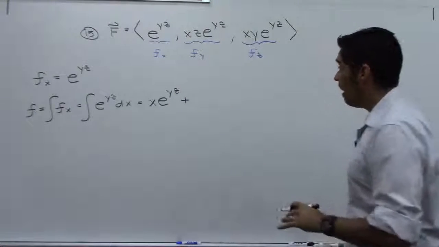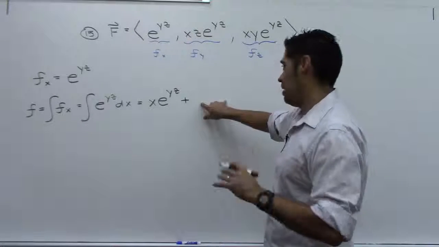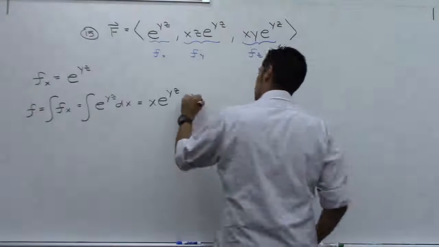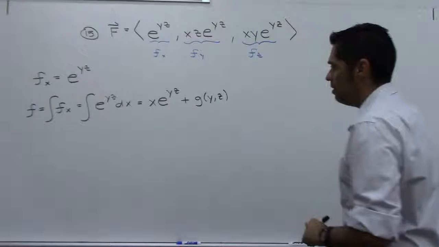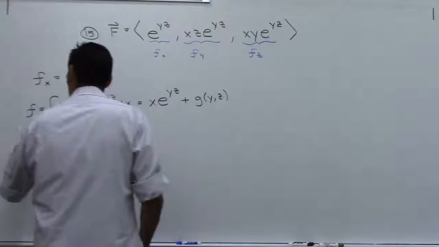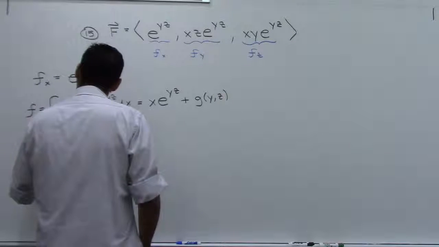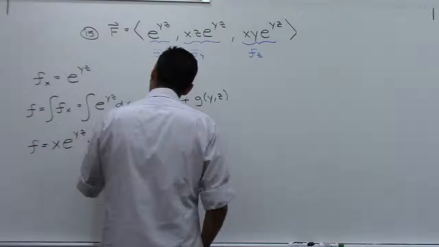But we talked about in class that this right here can actually have y's and z's in it. So I'm going to call this g of yz. It's some function of y and z, possibly, that I don't know. So that's what f is, little f, so far. Little f is x e to the yz plus some function of y and z.